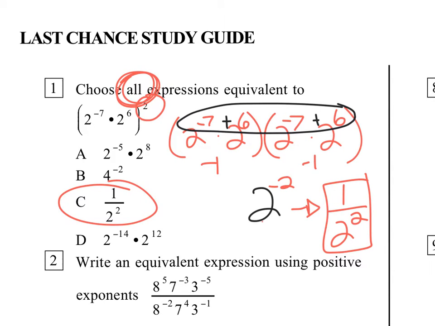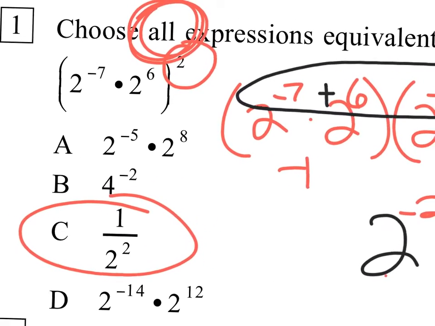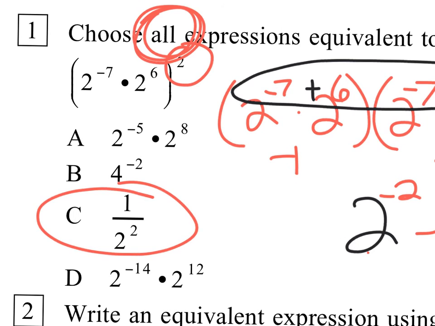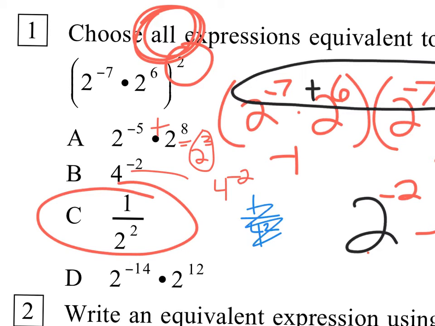For that now, you have to actually look at each answer and see what's going to happen. So as I look at these answers, I got to make sure. I look at this one, 2 to the 5th and 2 to the 8th. If I add those together, I'm going to get 2 to the 3rd power. That's not what we want. We want 1 over 2 squared. What about this one? I get 4 to the negative 2, which could actually turn into 1 over 4 squared. That's not what we want either. We want 1 over 2 squared.